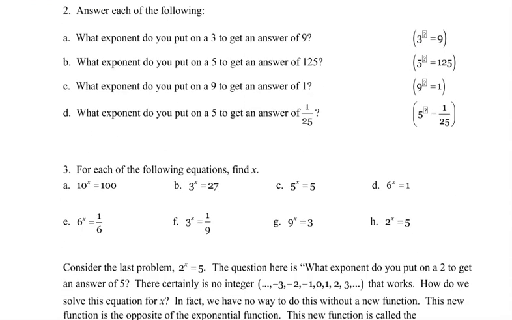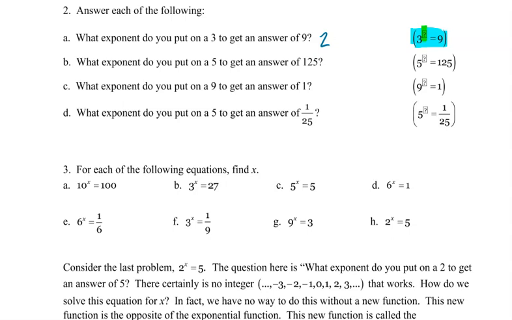So we're just going to be asking a question now. What exponent do you need to put on a 3 to get an answer of 9? What I'm asking is this right here: what would that question mark have to be to get 9? Well, 3 times 3 is 9, so it'd be 3 squared. So the answer is 2. We'd have to put an exponent of 2 onto it to get 9.